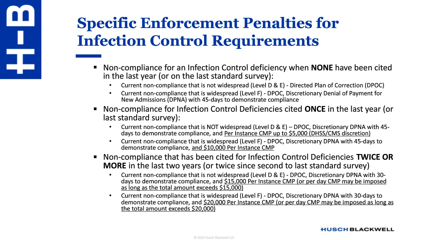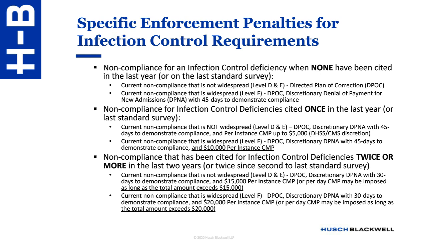As I mentioned, QSO 2031 had some specific penalties associated with infection control. I'm going to go over them real quick. And they're here on the screen, so you can read them at your leisure. But noncompliance with infection control deficiency when none have been cited in the last year or your last standard survey. You can see that if it's a D and E, they'll ask for a directed plan of correction.